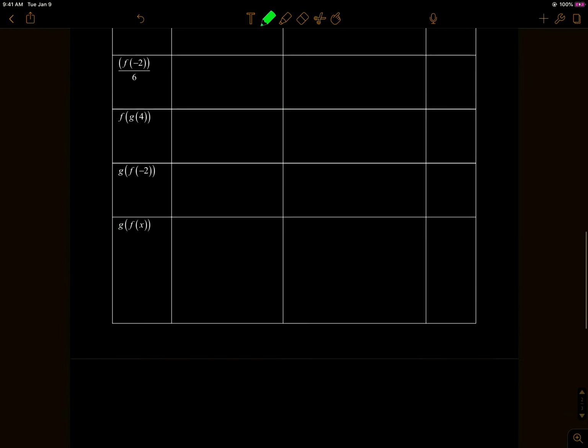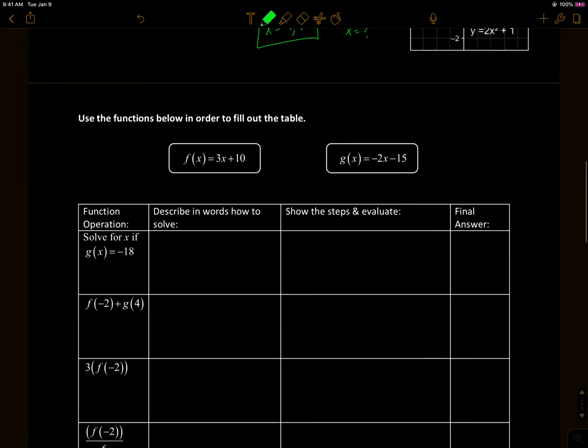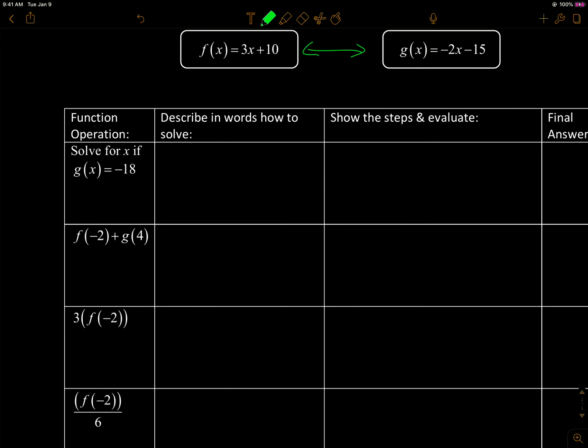All right, so now we're going to fill out this table using the functions given here, f and g. Solve for x if g of x equals -18. In words, g of x is our y value. So we're going to substitute -18 for y, or g of x, because they're the same thing, right? And then solve for x.